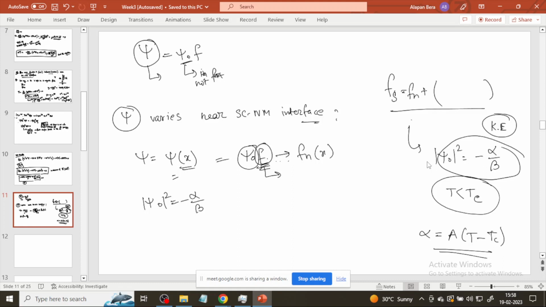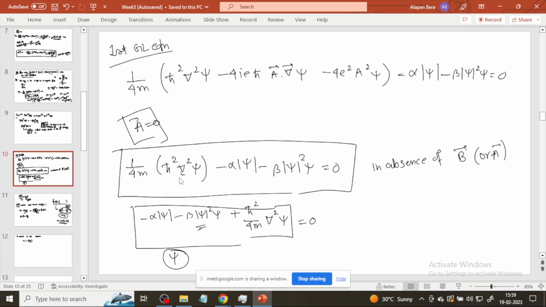Okay. Now let us solve this problem, how this psi varies, let's say in a 1D system. So we will also consider psi as a function of x only. Okay. So we are taking the 1D case. In the 1D case, we can write grad square as d square by dx square.